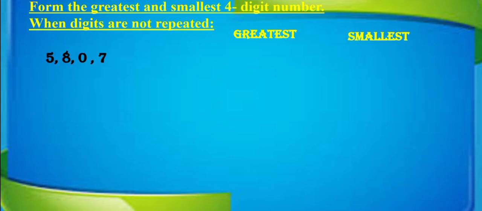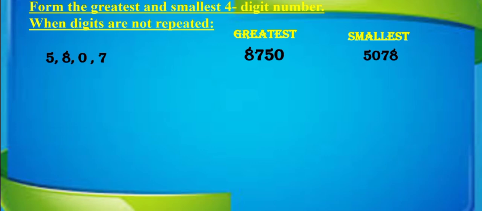So how will you form the greatest number? Arrange in descending order, that is 8750. But when you are forming the smallest number, you should not write 0578. What we have to do? We have to write 0 as the second digit. So the answer will be 5078.